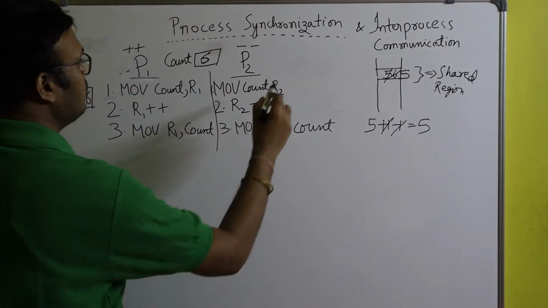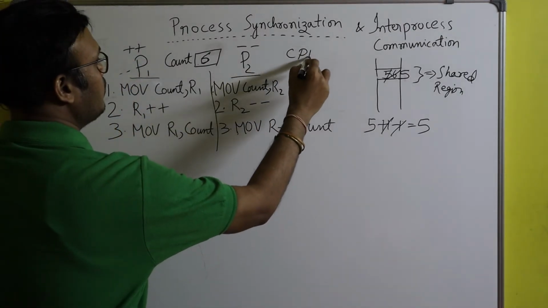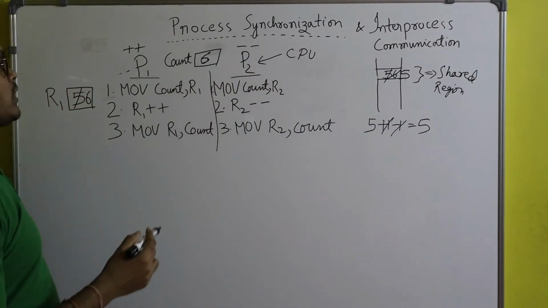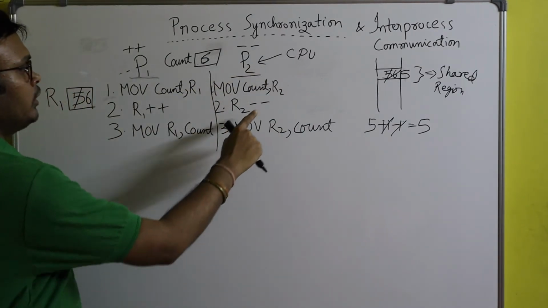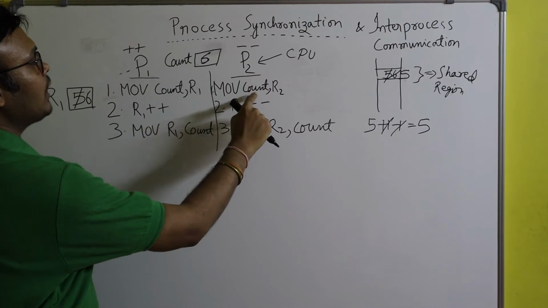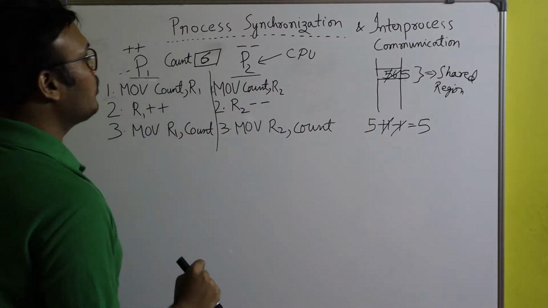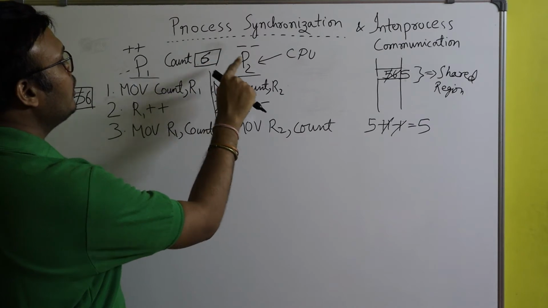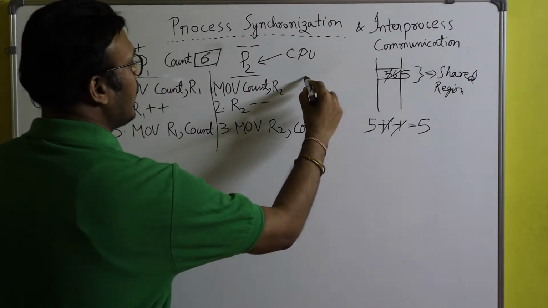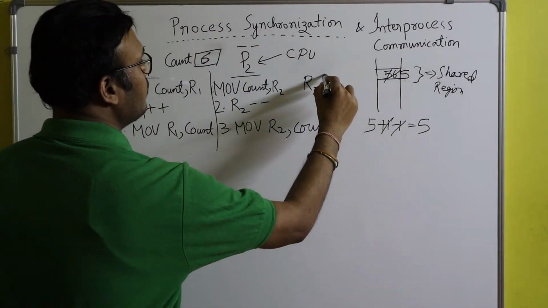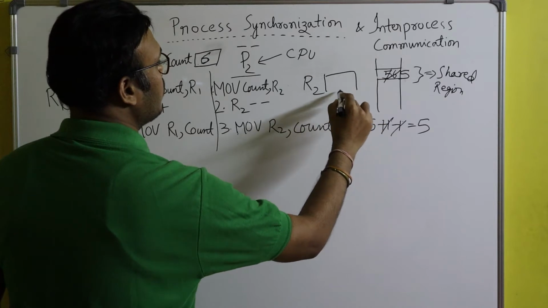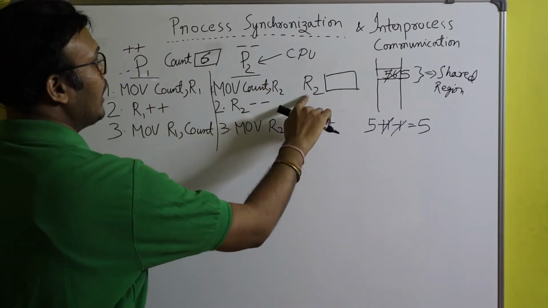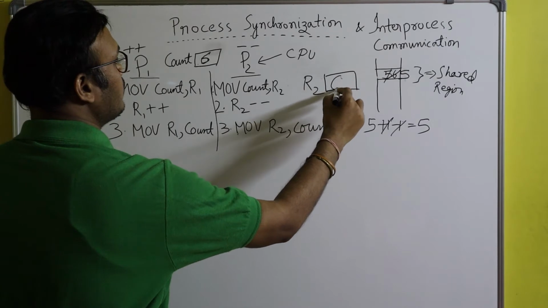Now suppose since process P1 has completed its task, the CPU is given to process P2. Now CPU is with process P2. So what will process P2 do? It is written move count comma R2. It means process P2 will move the value of count to register R2. Here R2 is a register which is only accessed by process P2. So now R2 will contain 6.